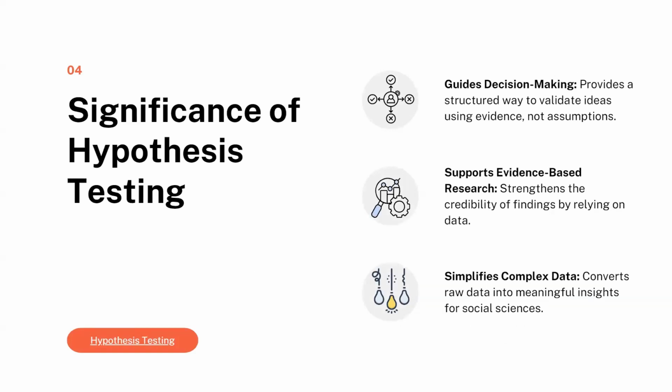Now let's look at why hypothesis testing is important. Hypothesis testing helps us make decisions based on evidence, not just assumptions or guesses. It gives us a structured way to validate ideas. It also adds credibility to research findings because the conclusions are based on data, not on opinions. And hypothesis testing takes raw data and turns it into meaningful insights, which is especially helpful in the social sciences.